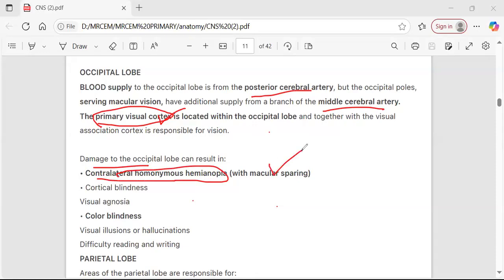Why is the macular area spared? Because it is supplied by the middle cerebral artery. There is a dual blood supply. So that's why the macular area is spared. An issue in the visual cortex can lead to color blindness, visual illusion, hallucination, and difficulty in reading and writing.